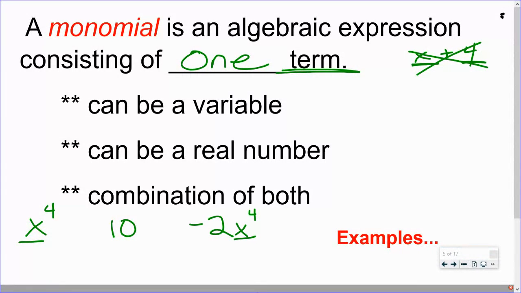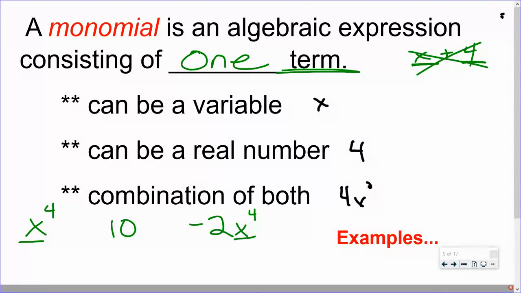So in this one, a monomial is an algebraic expression that consists of one term. Okay, a monomial is a whole bunch of things. It can be a variable, so it could be just x. It can be a real number, any number that we want, or a combination of both. When you start talking about a combination, that's where we see this all the time. So there's an example of it. Here are two other examples. Okay, all these are monomials.